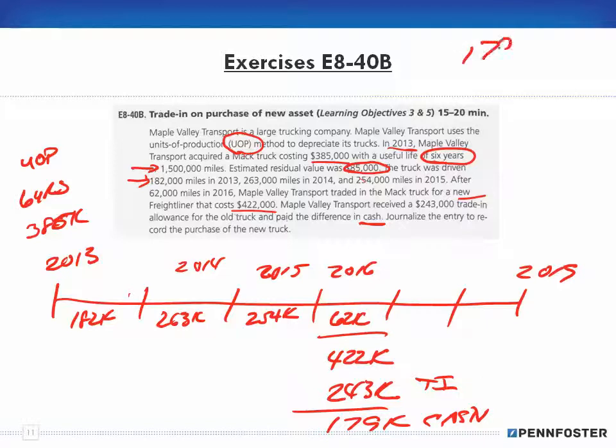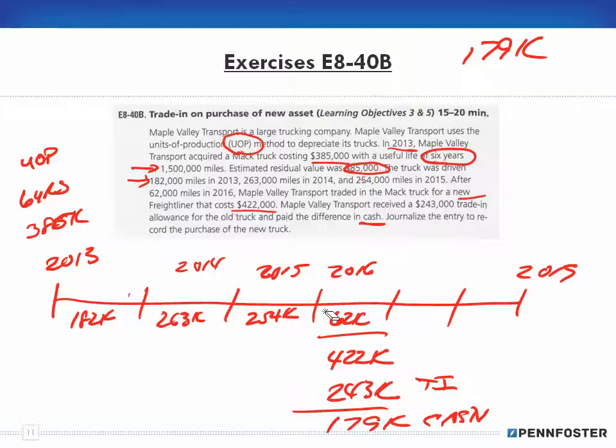So I have 179,000 in cash, and I have to journalize the entry to record the purchase of the new truck. Now that I understand what I'm looking at, by creating the timeline I see I buy the truck, units of production, 6 years, bought at 385,000. I use it. So I'm going to have to depreciate using units of production for these amounts.